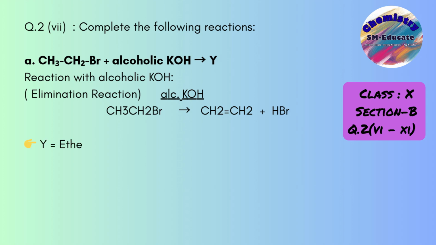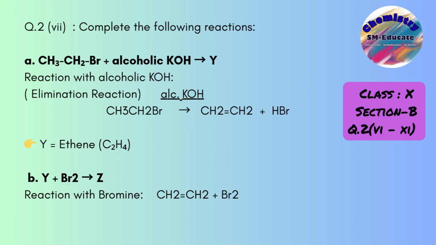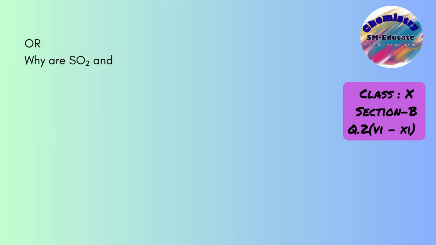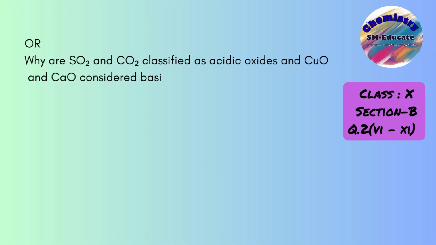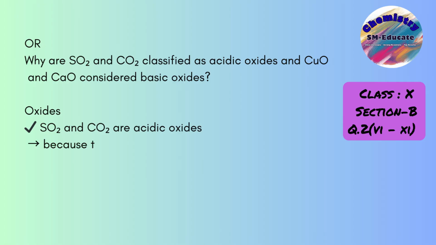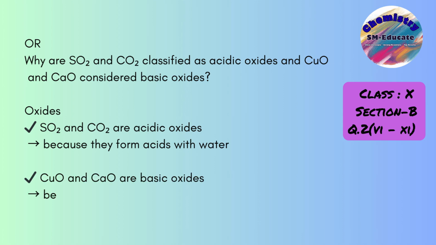B. Y plus Br2 formed Z. Reaction with bromine. CH2=CH2 plus Br2 formed CH2Br CH2Br. Z equals 1,2-dibromoethane. Why are SO2 and CO2 classified as acidic oxides and CuO and CaO considered basic oxides? Oxides. Sulfur dioxide and carbon dioxide are acidic oxides because they form acids with water. CuO and CaO are basic oxides because they react with acids to form salt plus water.